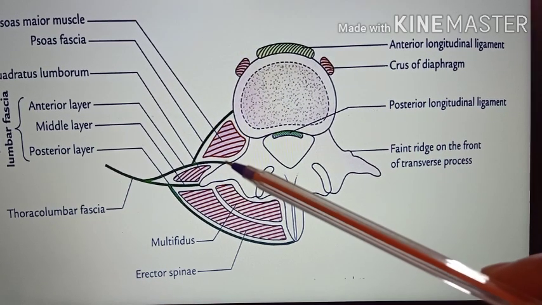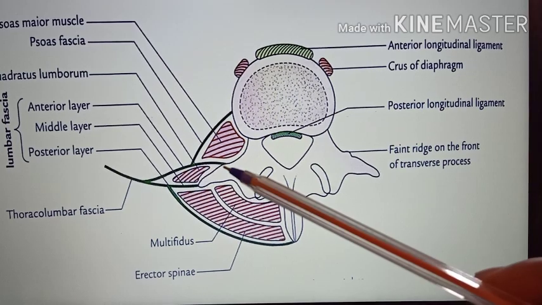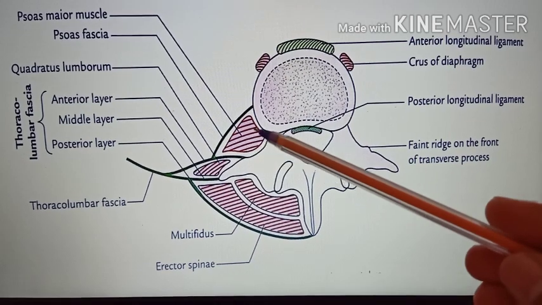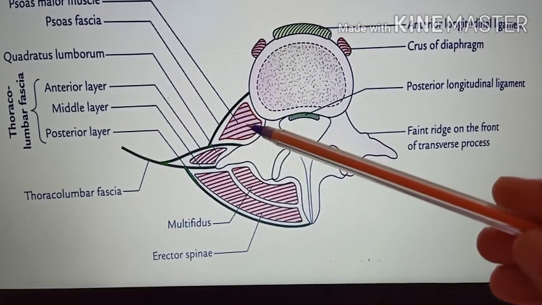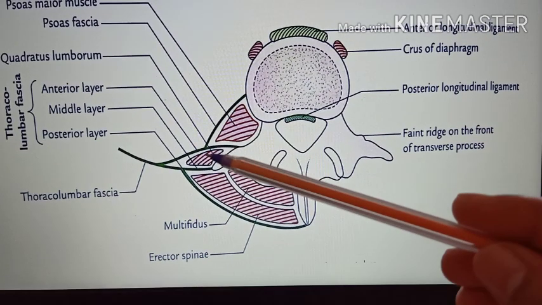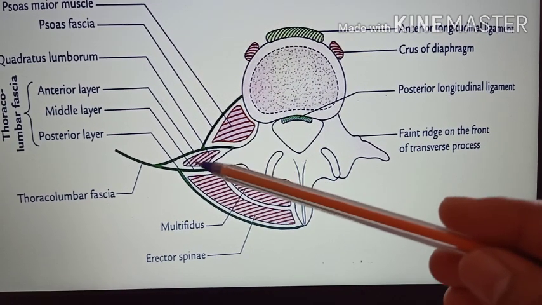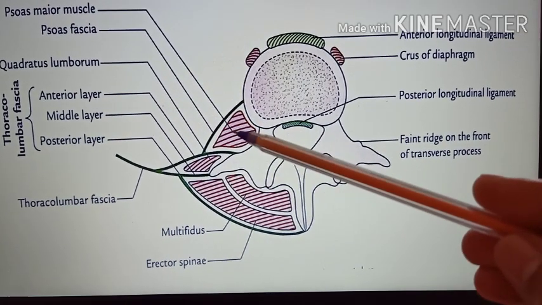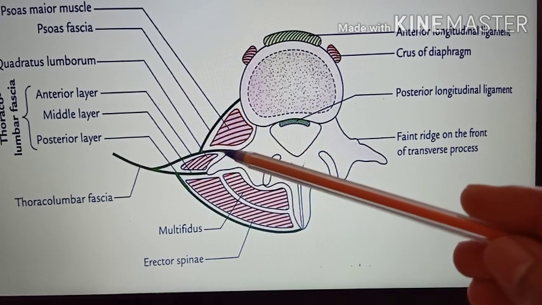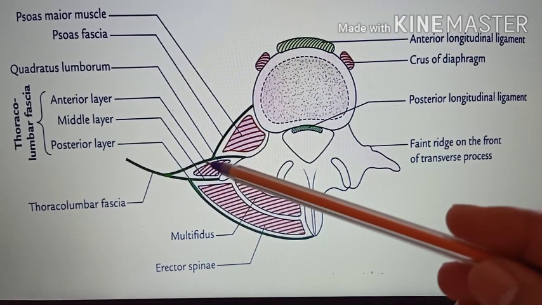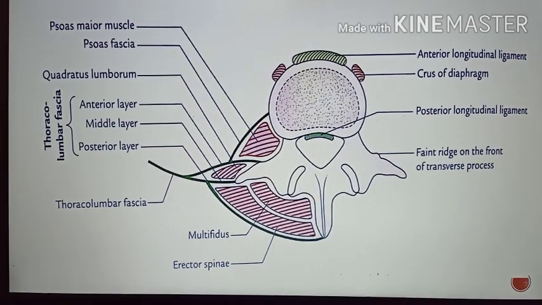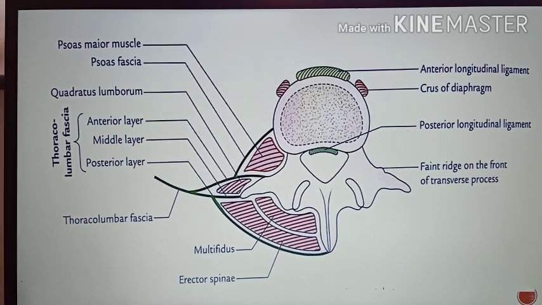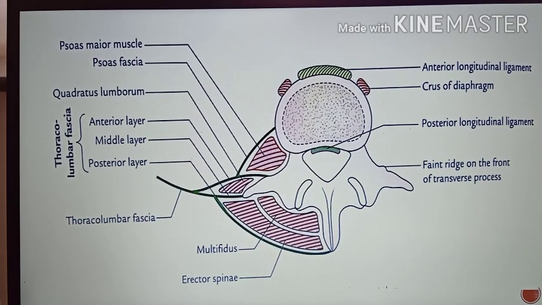The anterior lamella, or anterior layer of thoracolumbar fascia, is attached to the faint ridge on the front of the transverse process. The anterior surface medial to the ridge gives attachment to the psoas major muscle, while the area lateral to the ridge gives attachment to the quadratus lumborum muscle. So you can see here psoas major is attached anterior to the ridge, whereas quadratus lumborum is attached posterior to the ridge. The upper and lower borders of transverse processes give attachment to the intertransverse muscles.